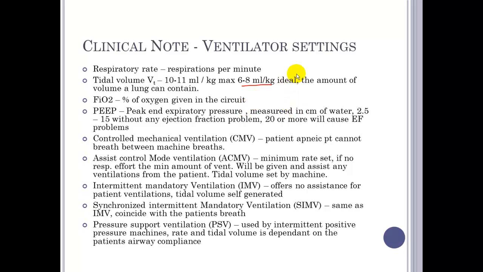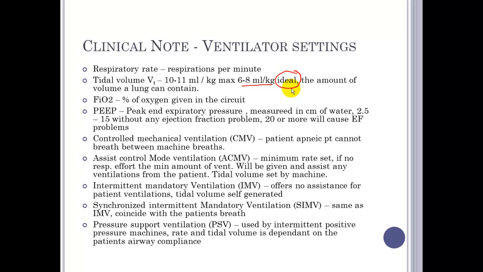This is figured off of something called ideal body weight. Now, this is not the person's normal weight. So if they weigh 400 pounds, about 200 kilograms, we're not going to figure their tidal volume off of their normal body weight. We're going to figure it off of something called the ideal body weight. Whenever we get to that section in pulmonology, we'll get the formula to you and get it to where it makes a lot more sense. But these are just general notes. Tidal volume is figured off of ideal body weight, if you could remember that, and 10 to 11 milliliters per kilogram.